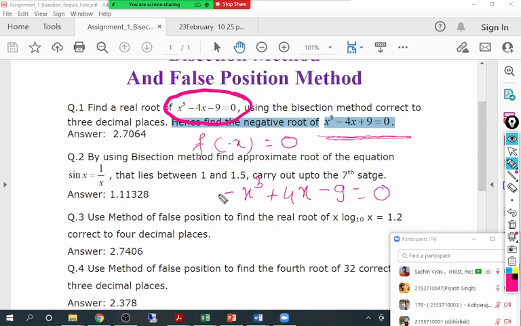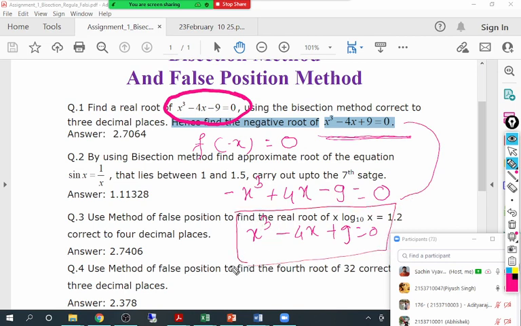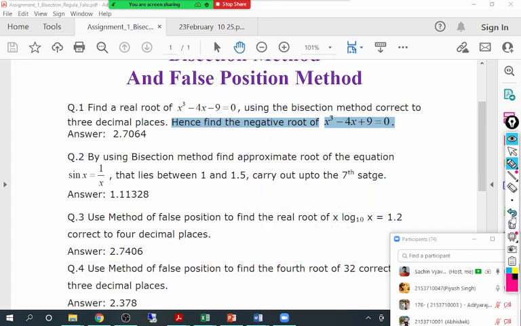Just if you take minus 1 and merge that minus on the right side, you get x cube minus 4x plus 9 equal to 0. Are you getting? Okay. So, sir, can we do it separately by using this equation? Why are you going to do the 9 or 10 iterations again? Your question is already given, hence find the negative root. Hence, it means using this.